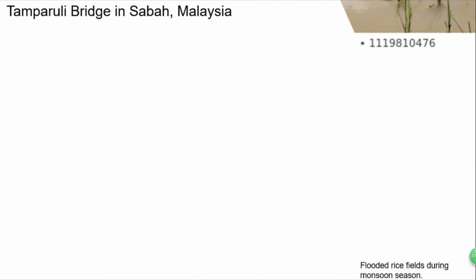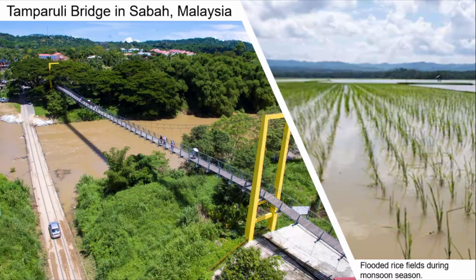So now, here are some real-world problems with the Tamparuli Bridge in Sabah on the left and the flooded rice fields on the right. Now first we'll be talking about the bridge. As you can see, the car bridge is extremely close to the water, and when it floods, it's extremely dangerous for the drivers to drive across, and if they don't have an early warning, then they might not know of the incoming danger. And the rice fields on the right pose a different type of threat.